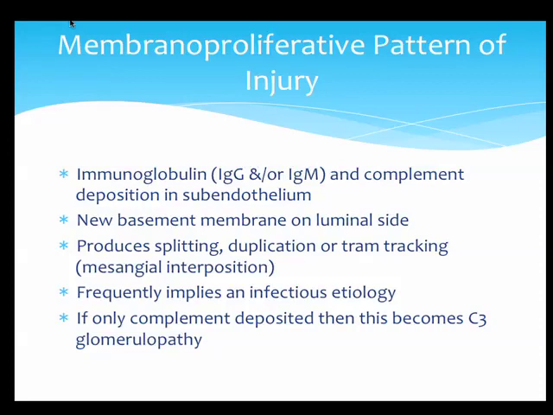Frequently there is immunoglobulin, either IgG and/or IgM, deposited in the subendothelial space along with C3 complement. There is then new basement membrane which forms on the luminal side of the capillary loop. This produces splitting or duplication or tram-tracking of the glomerular basement membrane. It frequently implies an infectious etiology, and if only complement is deposited rather than immunoglobulins, this is now called C3 glomerulopathy.